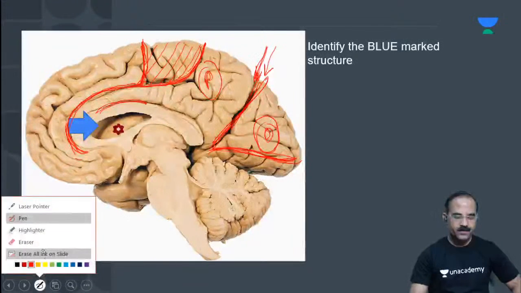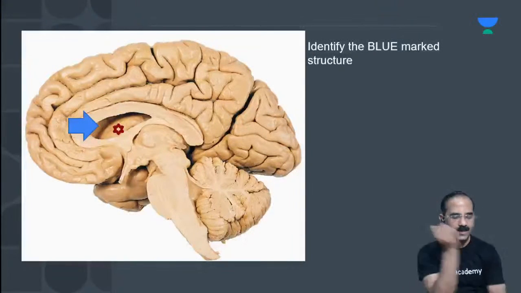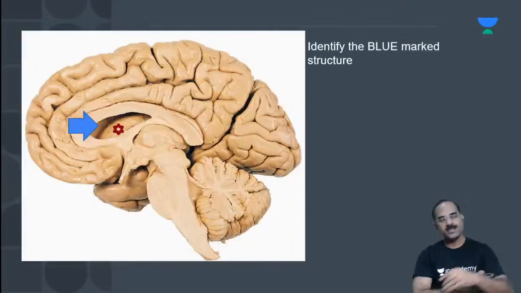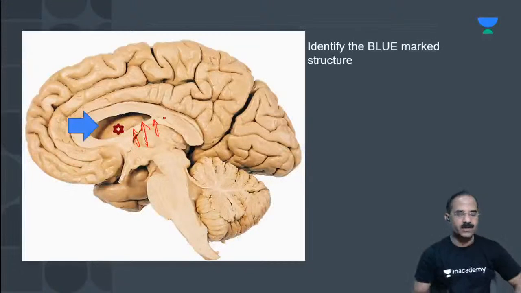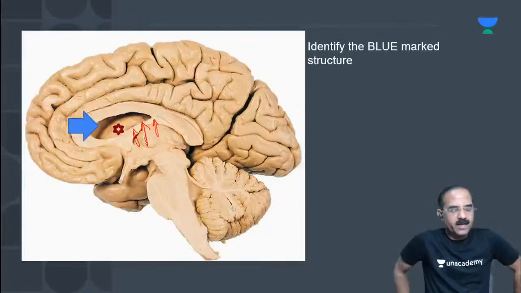Okay, very good. Coming back to the MCQ now. What is the pointed structure? Now you tell me. Before I tell you, what is this structure which I'm pointing to with the arrow? Answer this.